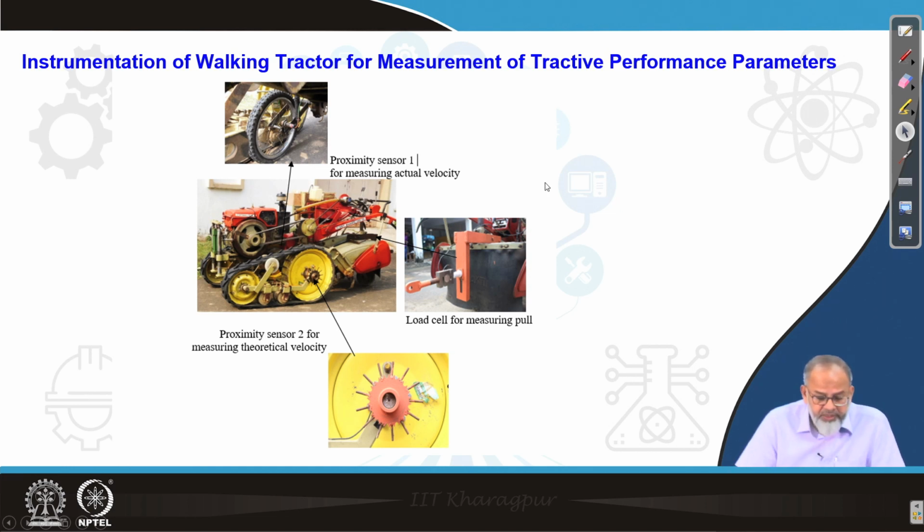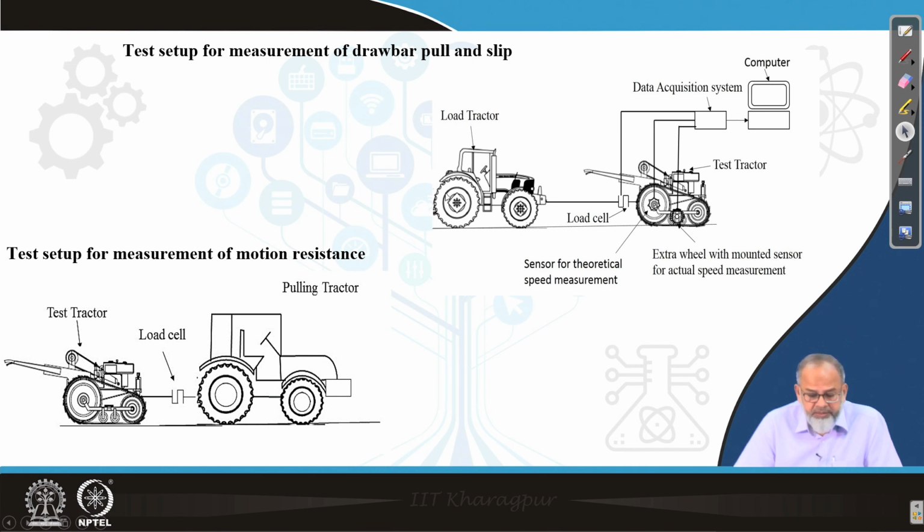So, we need to know slip, we need to know pull, and only then can we calculate the drawbar power. We utilize this load cell for measuring the rolling resistance. I'll show you the setup, how we measured the rolling resistance. We measured pull by using a load cell, and you have to measure rolling resistance, or the motion resistance, by using the same load cell, but the arrangement is a little different.